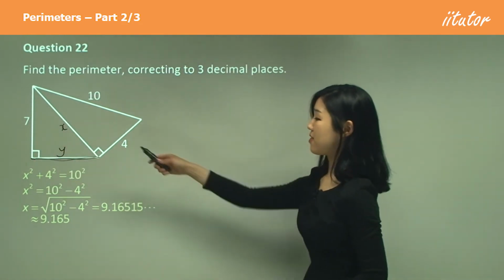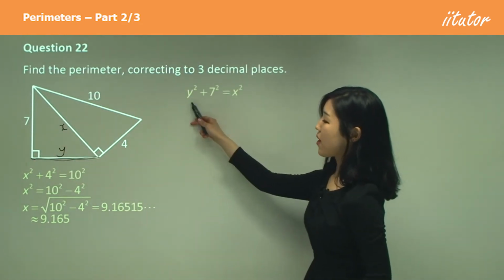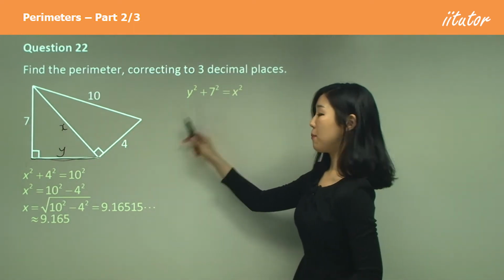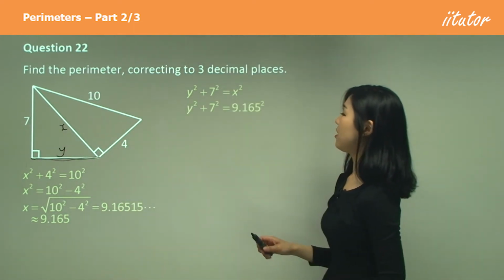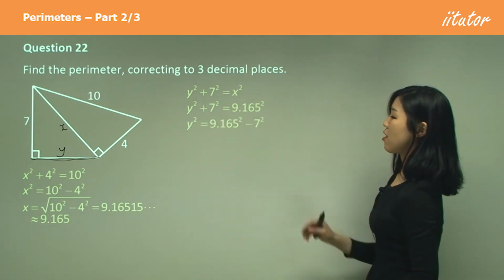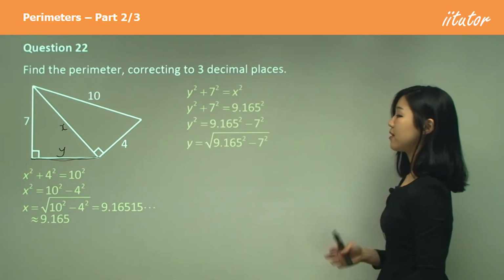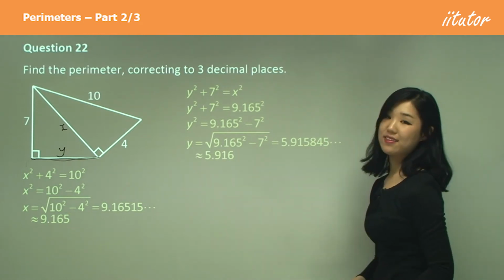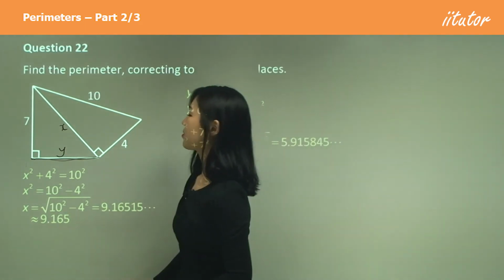Because I have x now, I've got the hypotenuse of this triangle. So we know that in that triangle, y squared plus 7 squared is x squared. But because x is that, substitute it in and move the 7 squared over, square root it, calculate it, correct it to 3 decimal places.